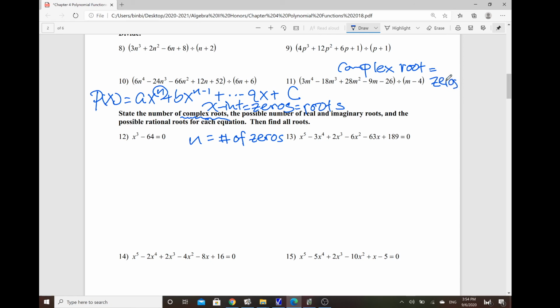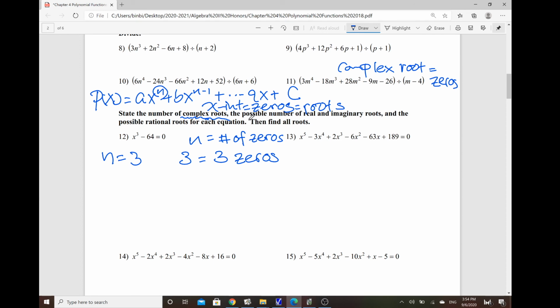Okay, so again, it's always determined by the number n. Like number 12 right here, the highest power is 3. So that means for the total number of zeros, we do have 3. Again, we don't know what those 3 zeros are. They could be either rational, irrational, or complex numbers. Okay, so we'll find out.